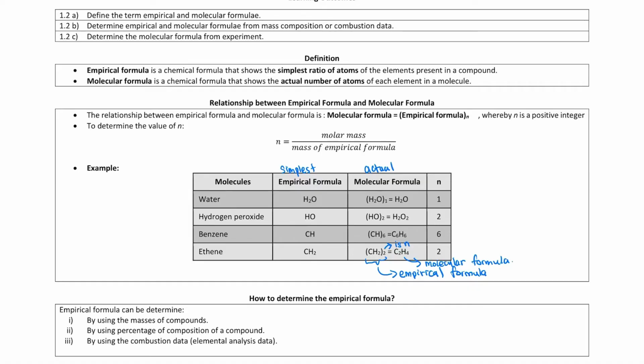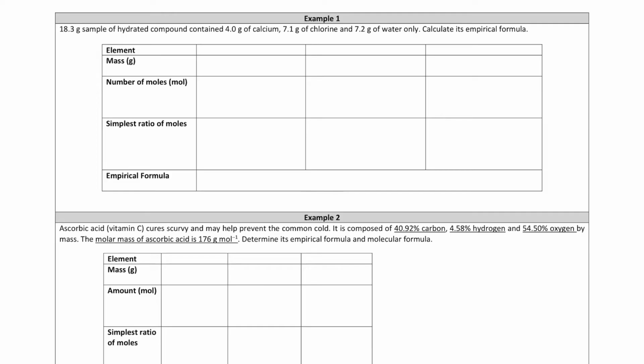Okay, so if the question give you the mass of compound, dia ada cara dia. Okay, or if the question give you the percentage of composition of compound, dia ada cara dia yang lain pula. Okay, and cara yang ketiga ni adalah yang paling famous, dan selalu student problem sebab dia ada trik sikit lah. Okay, so by using the combustion data. Okay, so ada 3 jenis example yang saya akan tunjuk. Alright, so let us start with example 1.